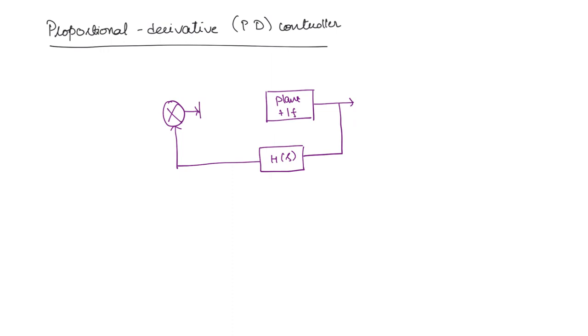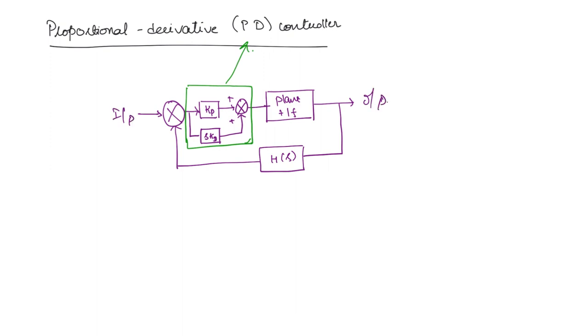It will have two parts. One is the proportional part, which is nothing but a constant. The transfer function is a constant. And there will also be a derivative. What is the transfer function of a derivative? It is s, and we will use a constant as well, Kd is the constant. So now this entire part here is called the PD controller. This is the input and this is the output. So the transfer function of the PD controller is given by Kp plus Kd s.